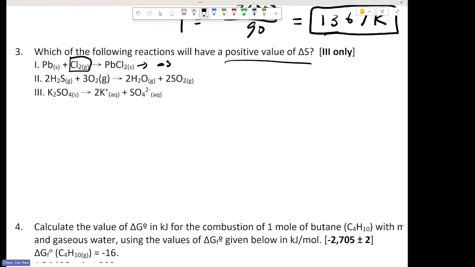For the second one, you have gas, 4 on the product side, 5 on your reactant side. Therefore, your delta S is also negative. The third one only has aqueous and solid, right? And aqueous has larger entropy than solid. Therefore, the entropy on your product side is larger, so your delta S is going to be positive. So the answer will be just 3.